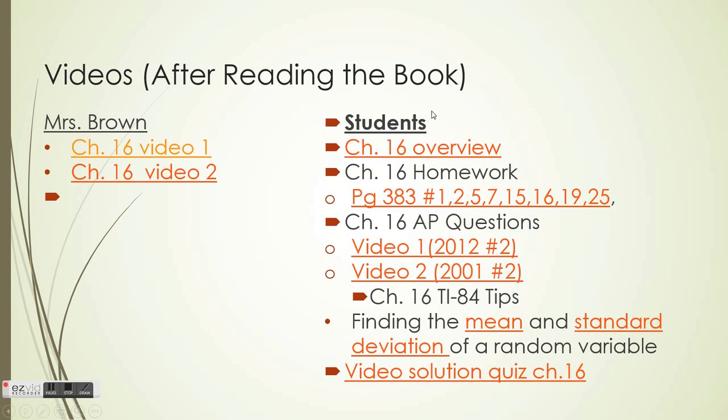And these are student videos. This is homework that we did, so you can follow along on page 383 and click on it and then watch it. We also did some AP questions for you: AP Questions 2012 number 2 and 2001 number 2, so you can go on College Board and find those AP questions and follow along. We also did calculator tips for finding the mean and standard deviation of a random variable, so you don't have to do it by hand and you can just do it on a calculator. And also, if you have the quiz B on chapter 16, we have the video solution for that. And that ends it.